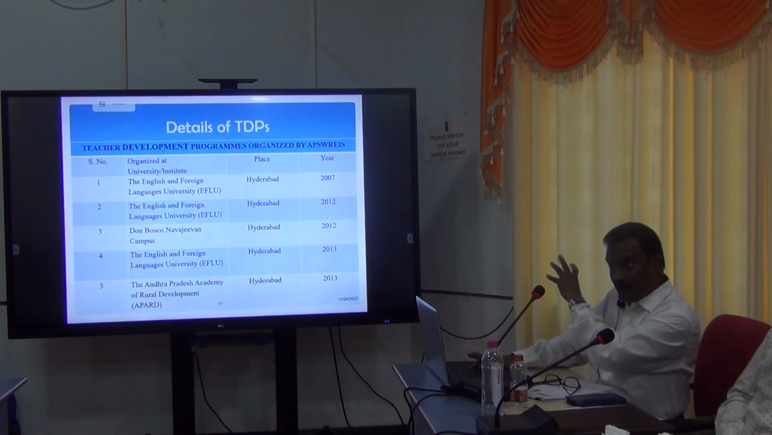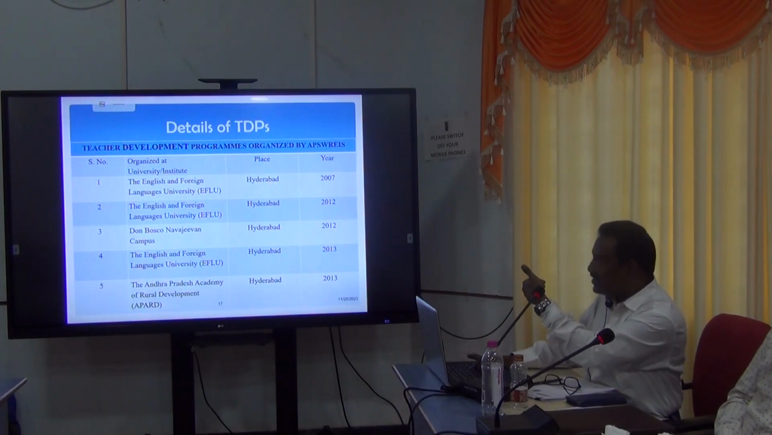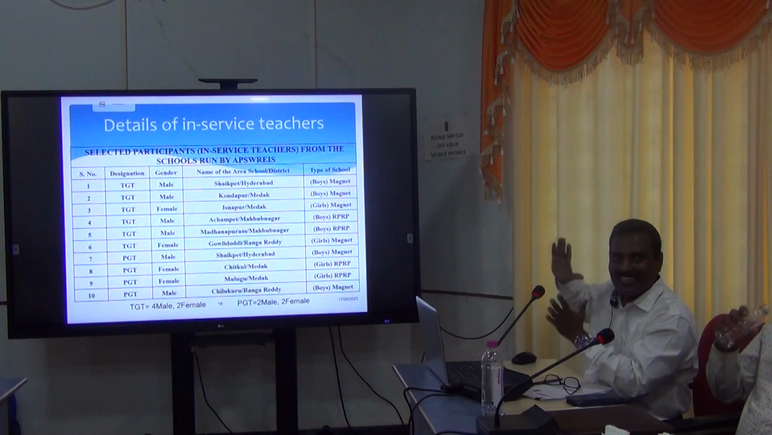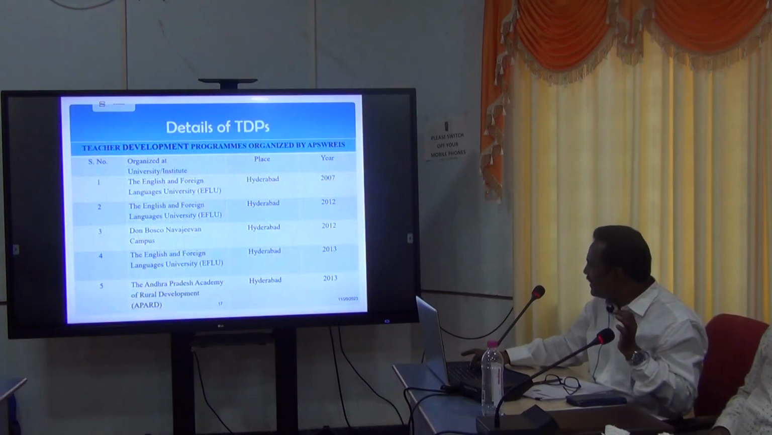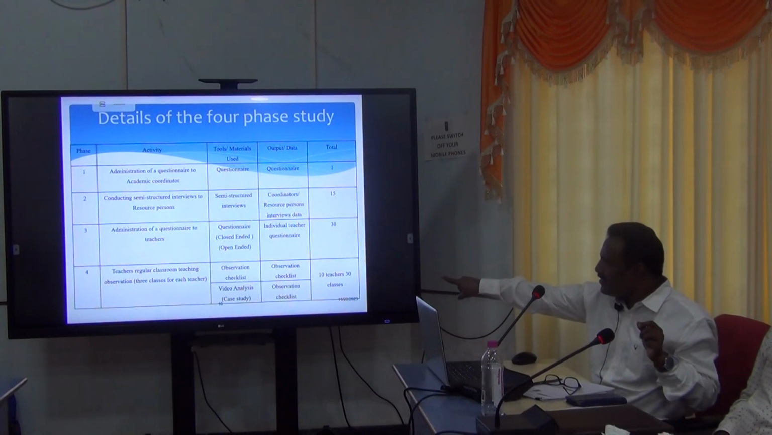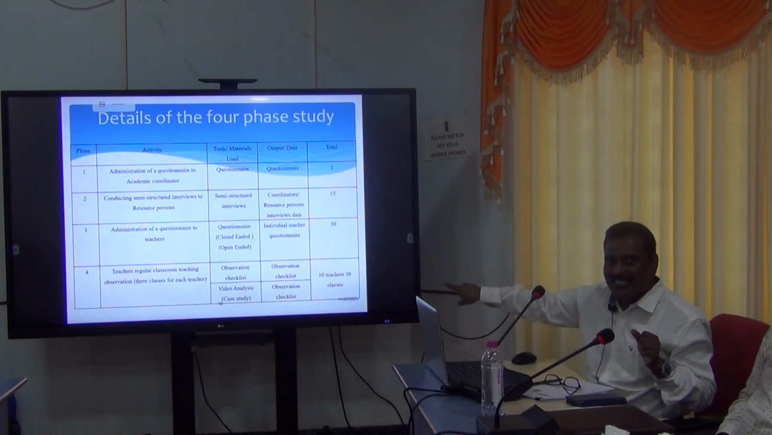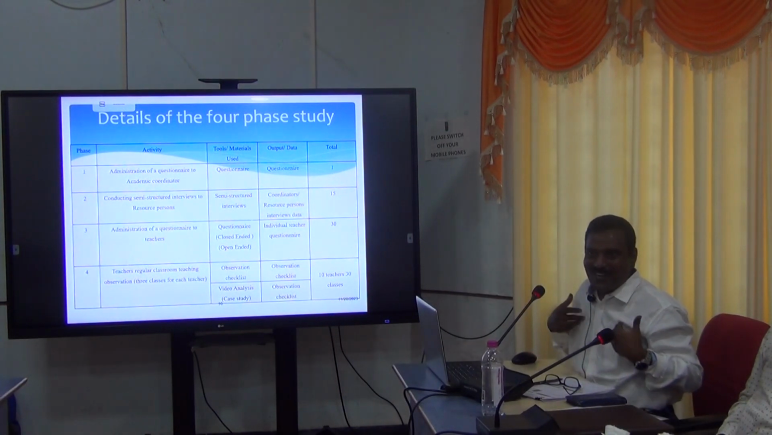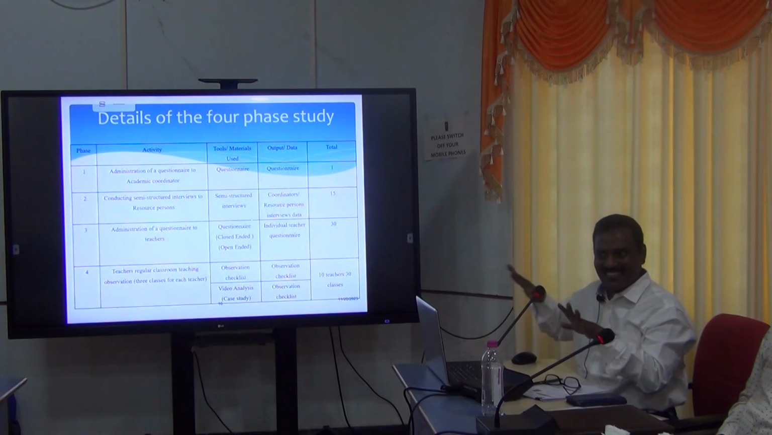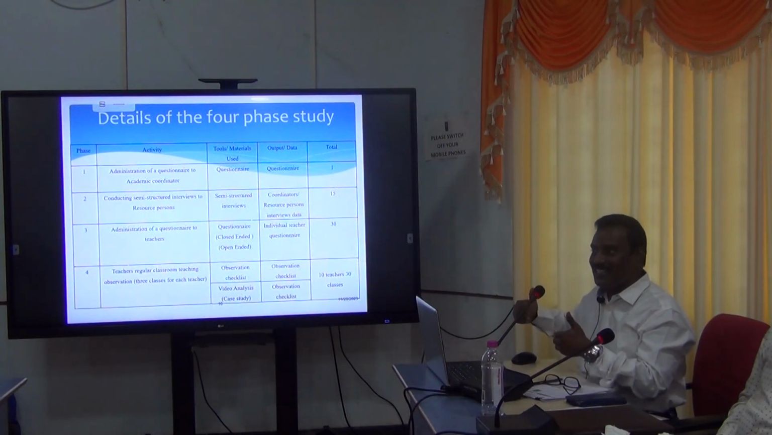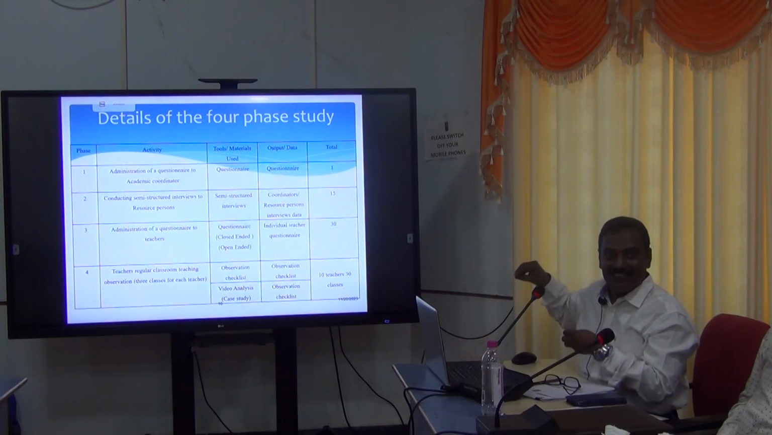So these are the programs, and previously those are the tools which you used. Next, what are the schools which are selected? Going back to the last one, teacher regular classroom teaching observation. The camera is on here. They can assess it, evaluate it, and justify it: why they are doing it and how they are doing it.